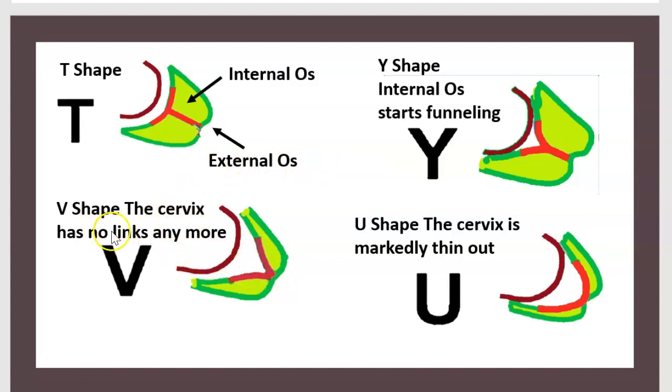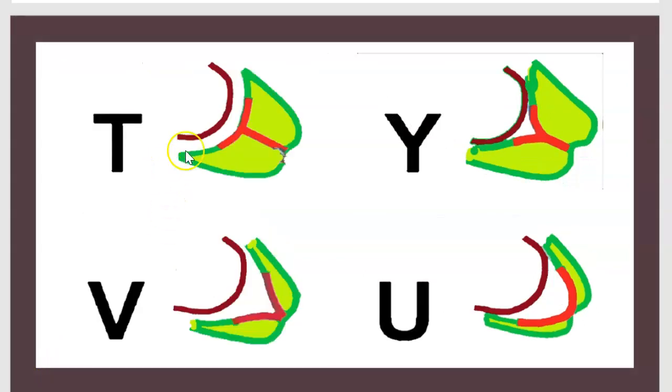The cervix has no length anymore. Then it goes to U-shape. The cervix is markedly thinned out. T, then Y, then V, and then U.